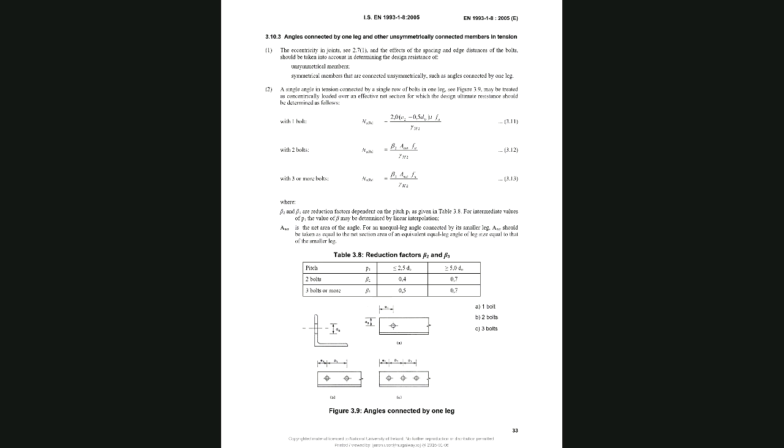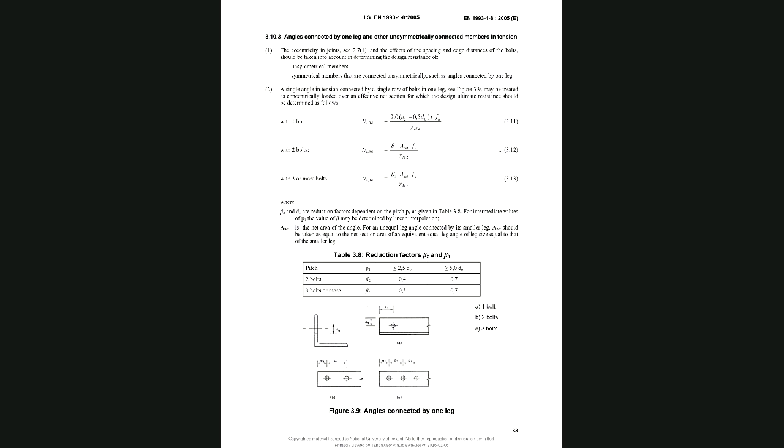We have the distance from the end of the section to the center of the first hole, e1. Then we have the pitch distance, p1, which is the distance between the first hole and the second hole. If we have two bolts, then beta 2 is equal to 0.4 if the pitch distance, the distance between the two bolts, is less than or equal to 2.5 times the hole diameter.